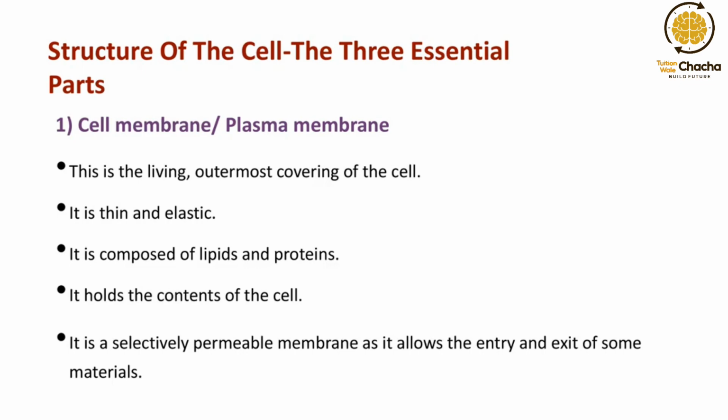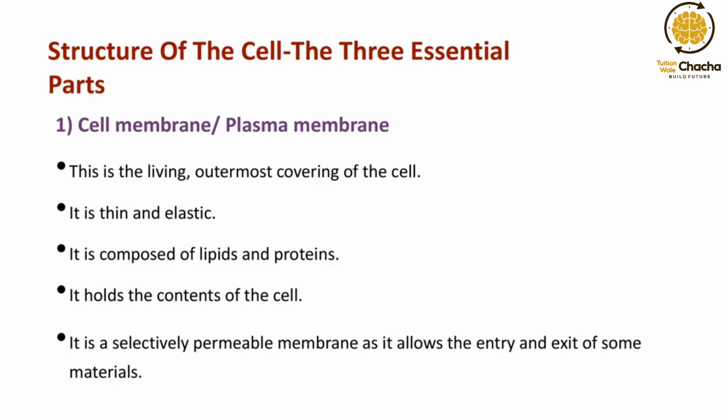Structure of the cell. The three essential parts. 1. Cell membrane or plasma membrane. This is the living, outermost covering of the cell. It is thin and elastic. It is composed of lipids and proteins. It holds the contents of the cell. It is a selectively permeable membrane as it allows the entry and exit of some materials.